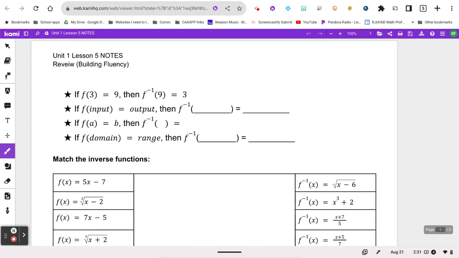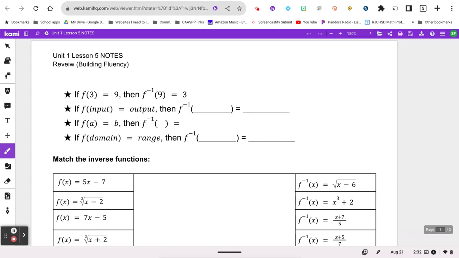So the very first thing we said, if f of 3 is 9, so the 3 inside of it just means x equals 9. Then the inverse of the function, inverse of 9 would be 3. So if you see, everything that was x is now y, whatever's y is now x. So same thing is going to happen here.